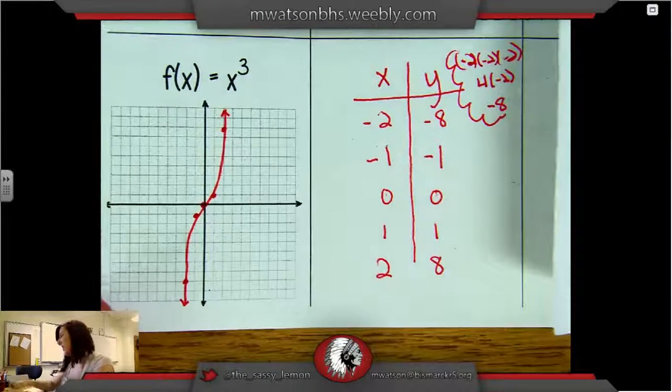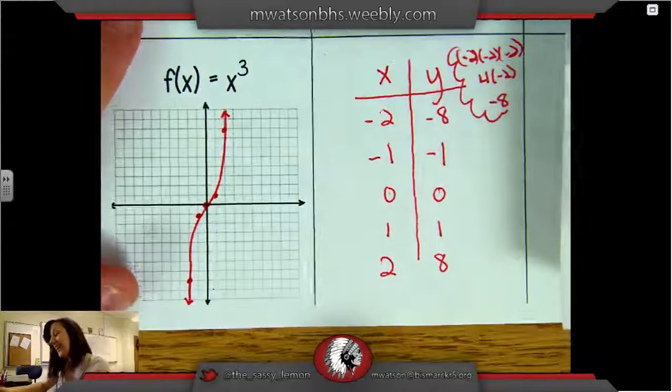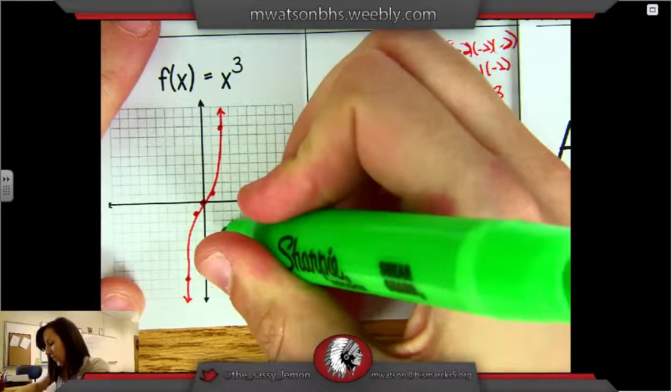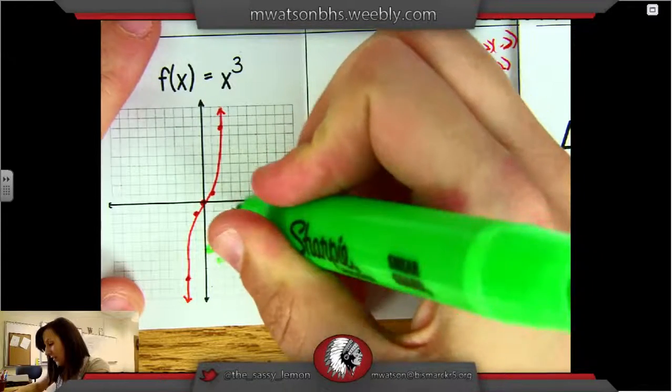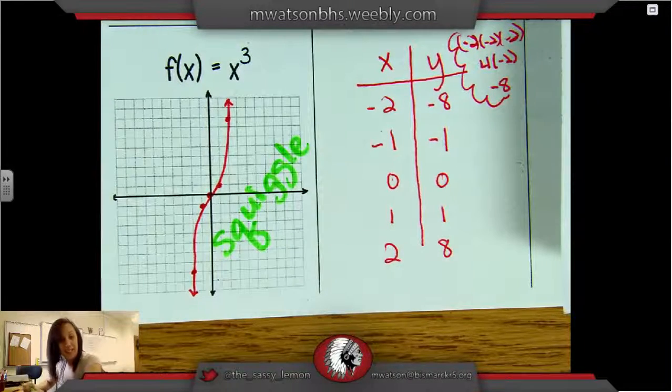So the word that I use to describe it is squiggle. Okay, it's not very mathematical, but it gets the point across. It's a squiggle. So that's what we're going to call it, a squiggle. And I don't even know how to spell squiggle, but that's how I spell it.